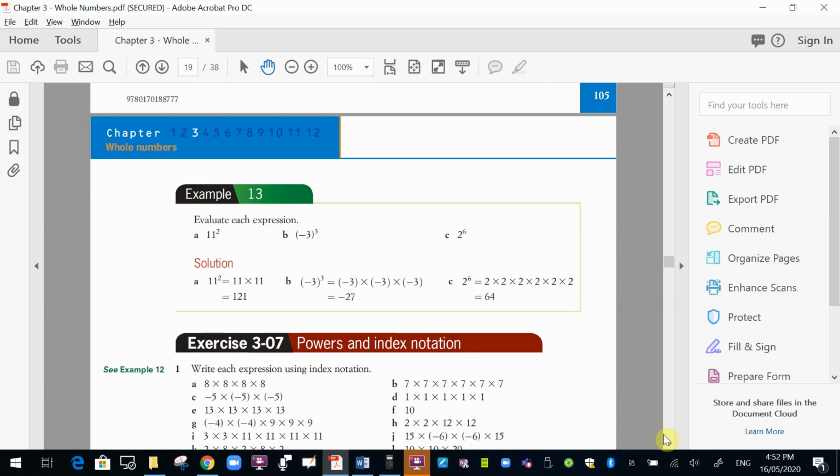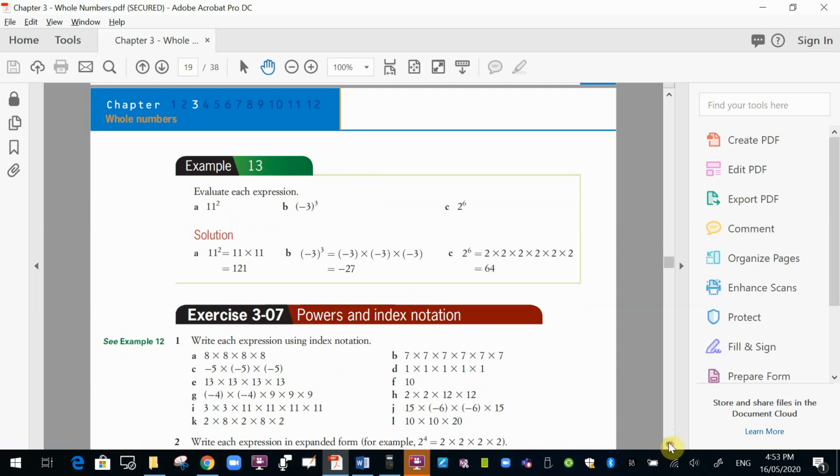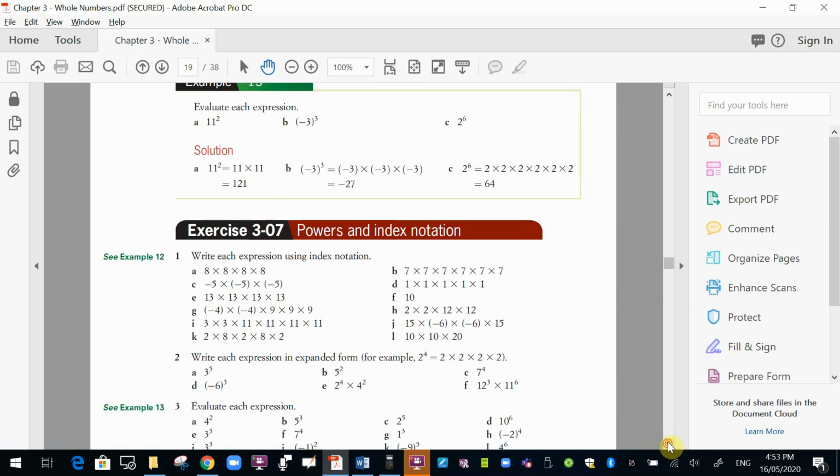Evaluate expression is going to mean using a calculator. More of that later. So when you see evaluate expression, it means find the answer. They have not used a calculator, but that doesn't matter. We will be. Okay. Question 1.